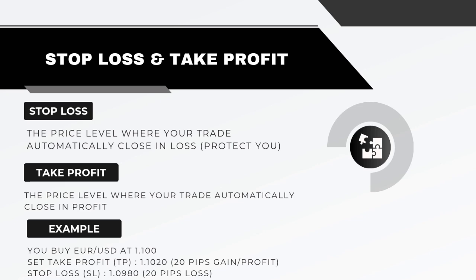You see, it means that you have 20 pips gain and 20 pips loss. That's easy. That means you are doing 1:1.